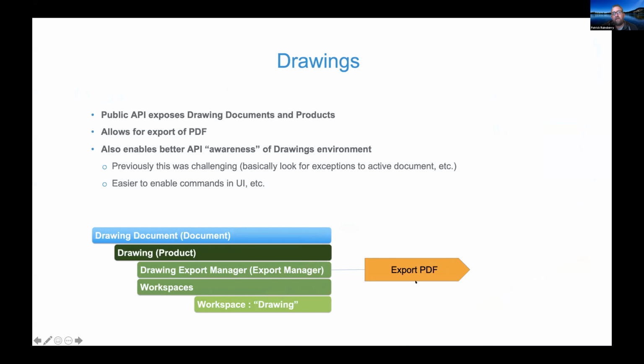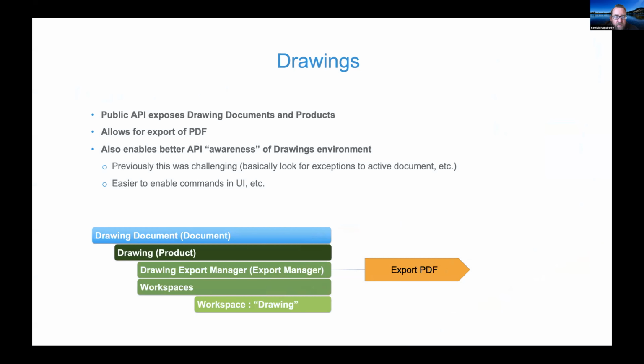Drawing. A big thing people have requested has been an API for drawings. While this is not yet comprehensive at all, it's the first step. So at least now, when you look at products, there is a product representation for drawings. You can see that it's a drawing product, and that you're in the drawings workspace.